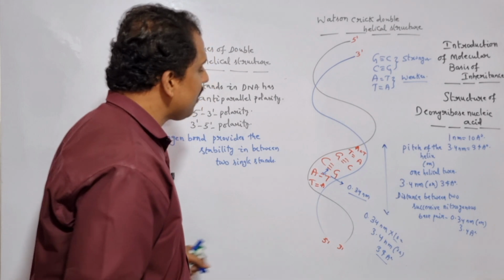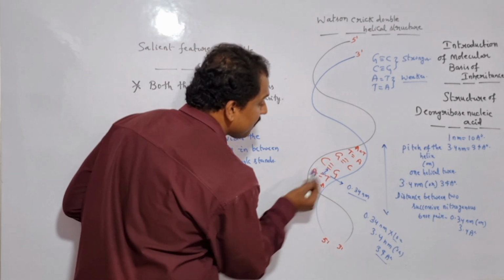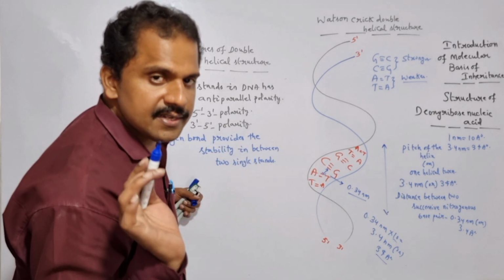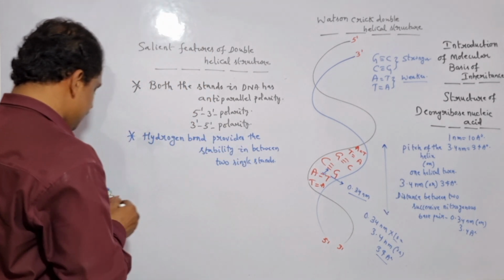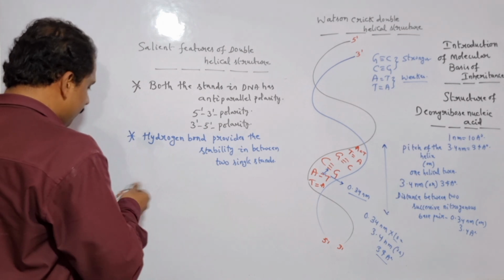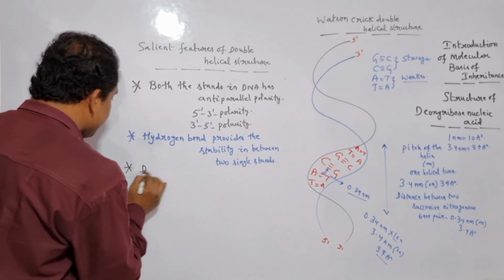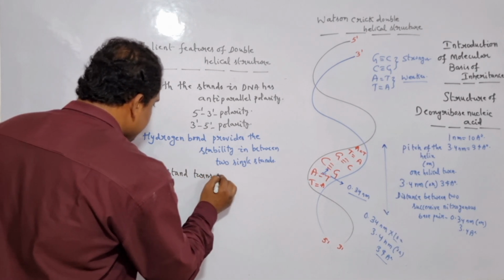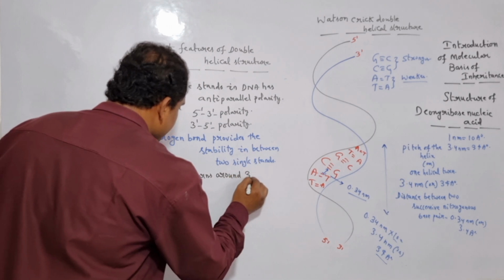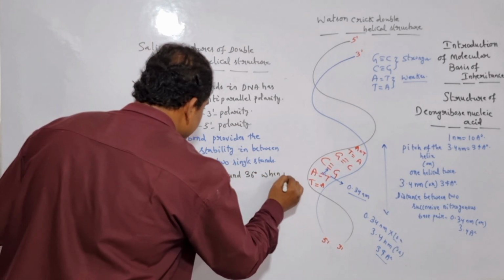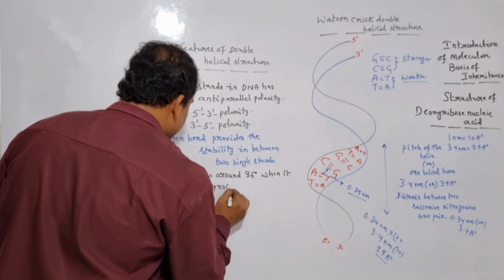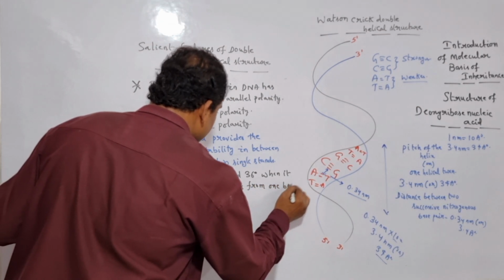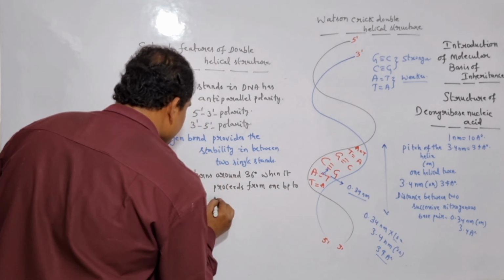And in addition to this, when the particular DNA strand proceeds from one particular base pair to another base pair, the DNA strand turns around 36 degrees when it proceeds from one base pair to another base pair.